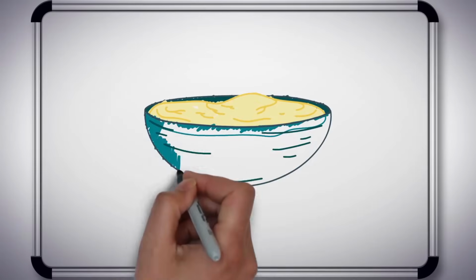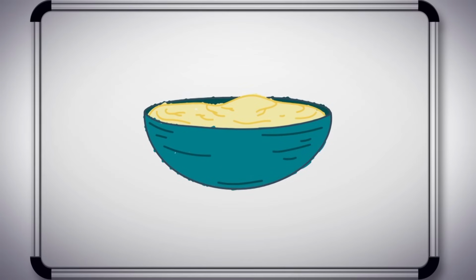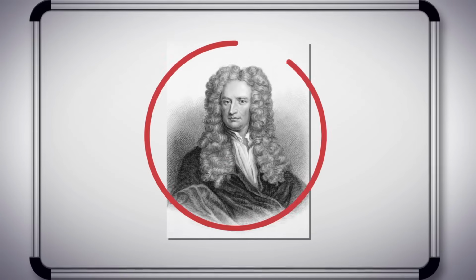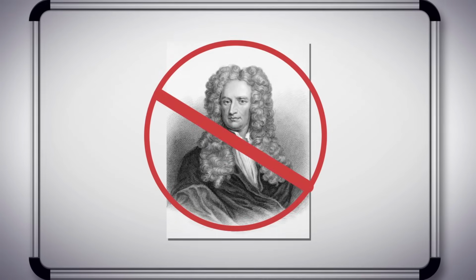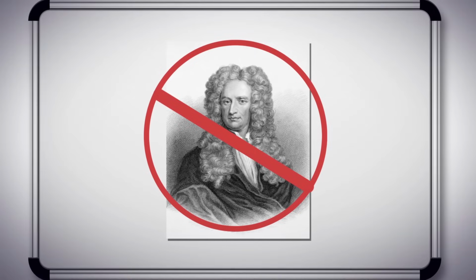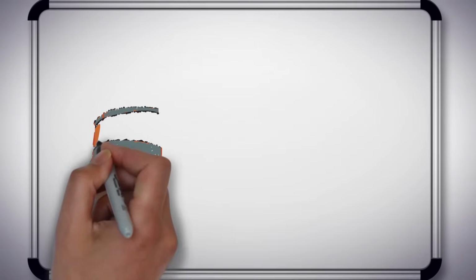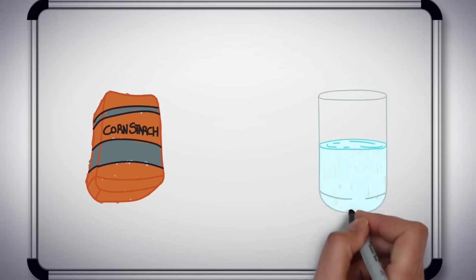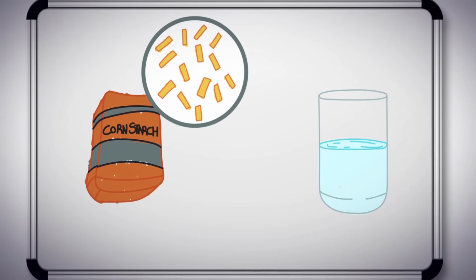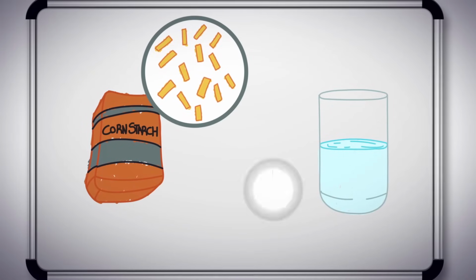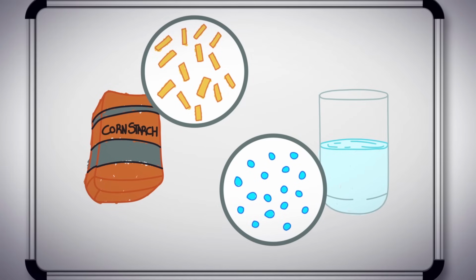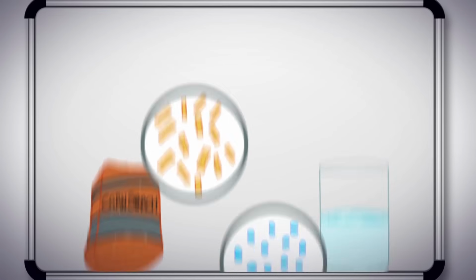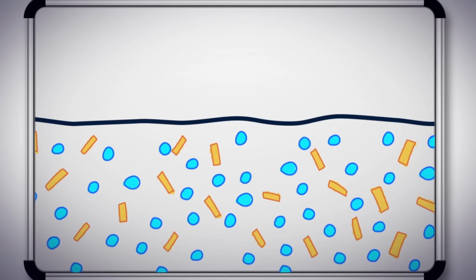So, what is cornstarch mud and how does it work? Well, cornstarch mud is a non-Newtonian fluid, which means it behaves differently than you, or Newton, would expect. Here's cornstarch, and here's water. Cornstarch is made up of large, blocky molecules like this. Water is made up of much smaller, rounder molecules like this. When you put them together, it looks something like this.